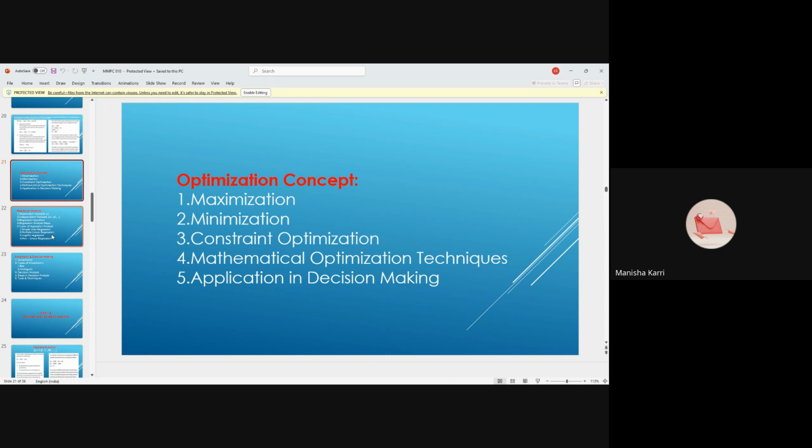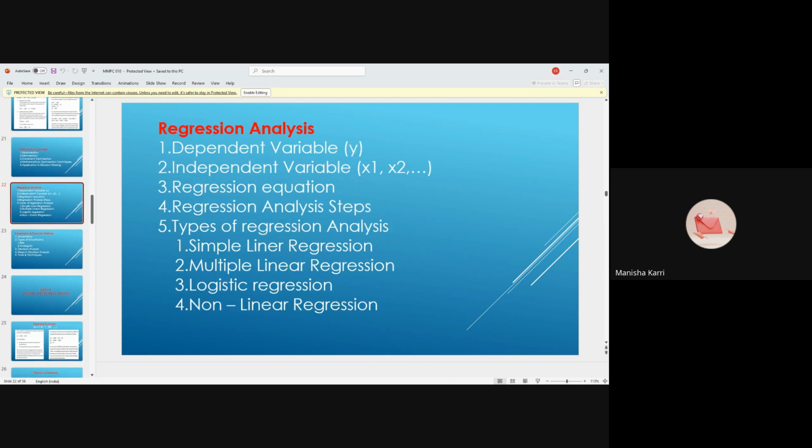So, coming to regression analysis. Here, regression analysis is a statistical method which is used in managerial economics to understand the relationship between a dependent variable and one or more independent variables. It helps in modeling and forecasting as well as in understanding the impact of changes in independent variables on the dependent variable. Okay, so generally how it works.